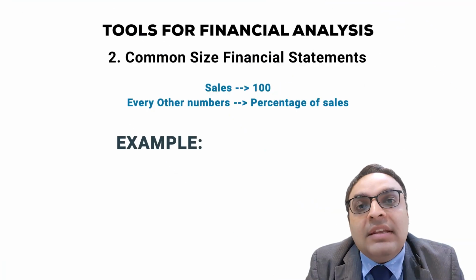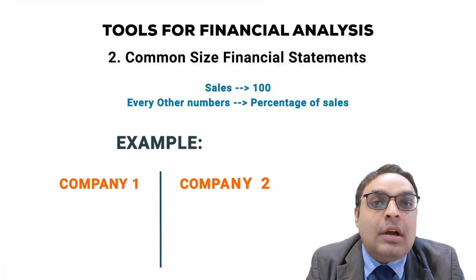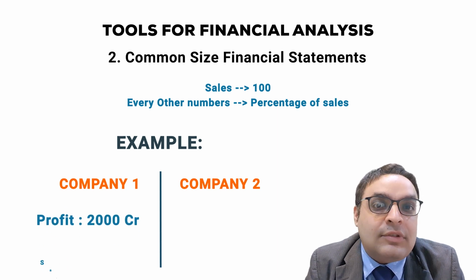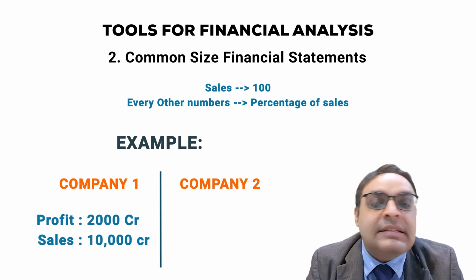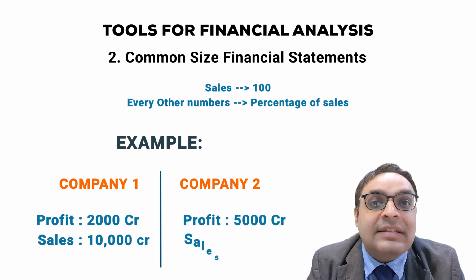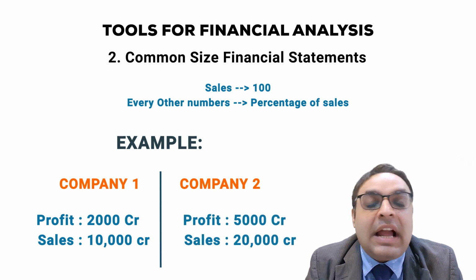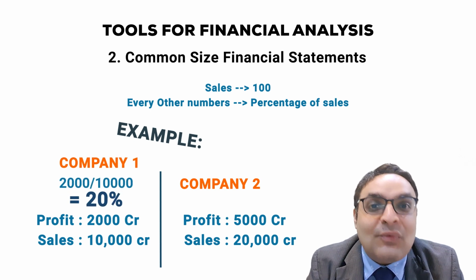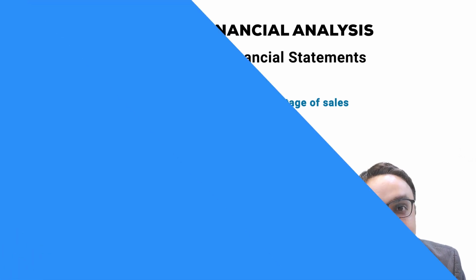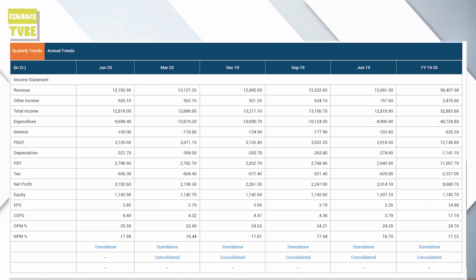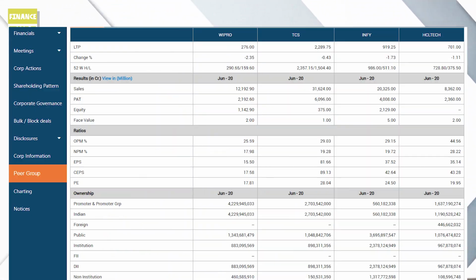So, if a company is having a profit of 2,000 on a sale of 10,000 crores and another company is having a profit of 5,000 on a sale of 20,000 crores, we have to convert them into percentages to find out which company is doing better. So common size helps you to do vertical analysis by comparing a company's performance over a number of years, putting them in the same Excel sheet and converting it into percentages. And you can also do peer comparison for the same year or multiple years as the case may be.